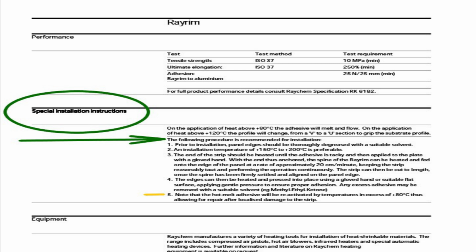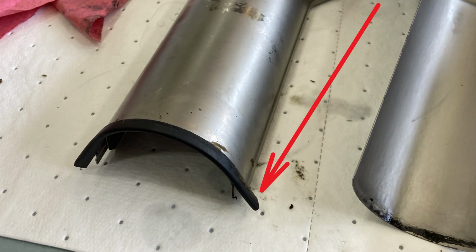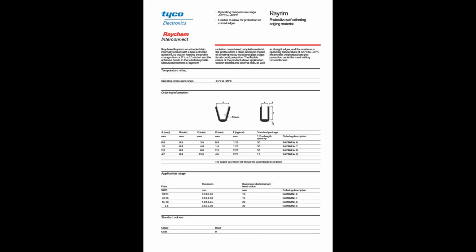It also says, 5, note that the hot melt adhesive will be reactivated by a temperature in excess of 80 degrees Celsius, thus allowing the repair after localized damage of the strip. Okay, so if it's covered with oil and it's starting to flake off, you can clean it with some alcohol or contact cleaner or something to get the oil off of it. And then you can heat it up again and squeeze it on. So that's something you could do on your daily, possibly. Anyway, that's it. Thanks, Rayrim.